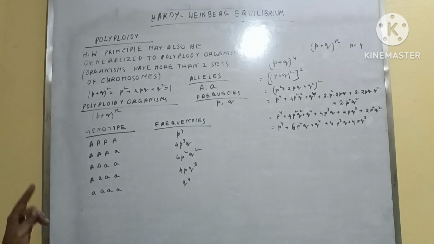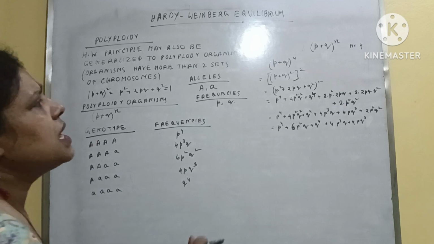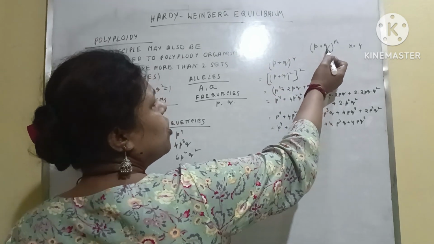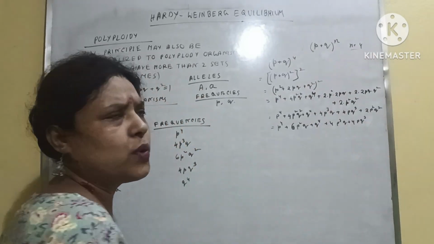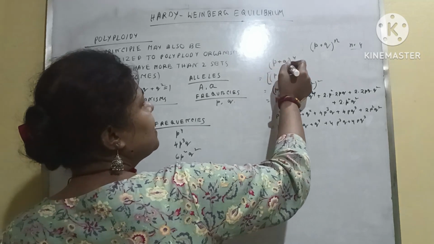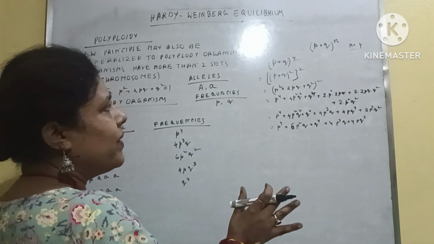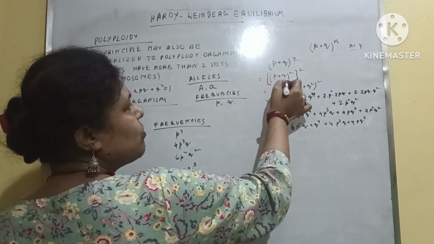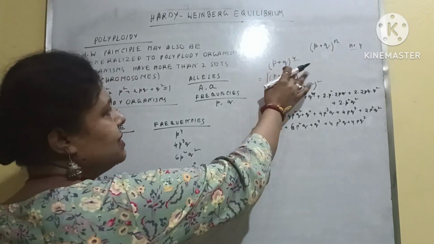Rather than 2, you can put anything. You can put 4, you can put 5, anything. Here I just put 4. That means (p plus q) to the power n, where n value I have taken as 4. Clear? So (p plus q) to the power 4. I break it in a simple way: (p plus q) whole square and whole square, breaking 4 in that way.